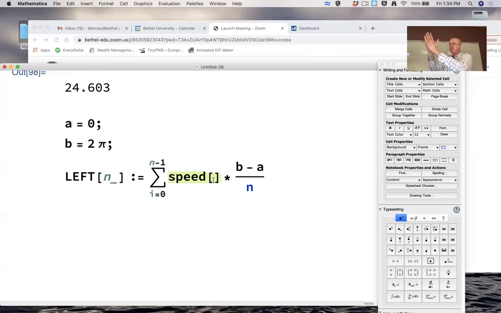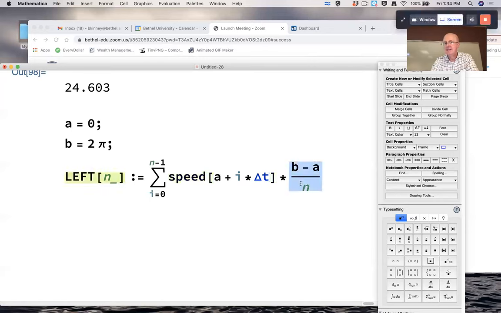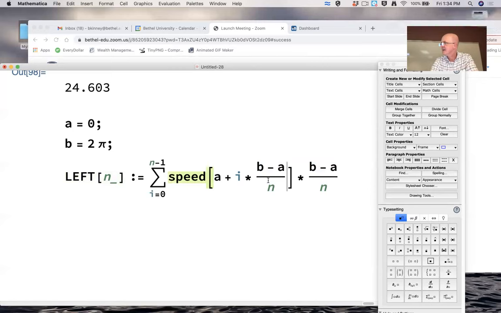Take each subinterval, each tiny interval, take its left endpoint to plug into the function to figure out the height of the rectangle. I call it t_i. We had a formula for it: a plus i times delta t. But delta t is (b minus a) over n. Use that instead. A plus i times delta t is what that is.